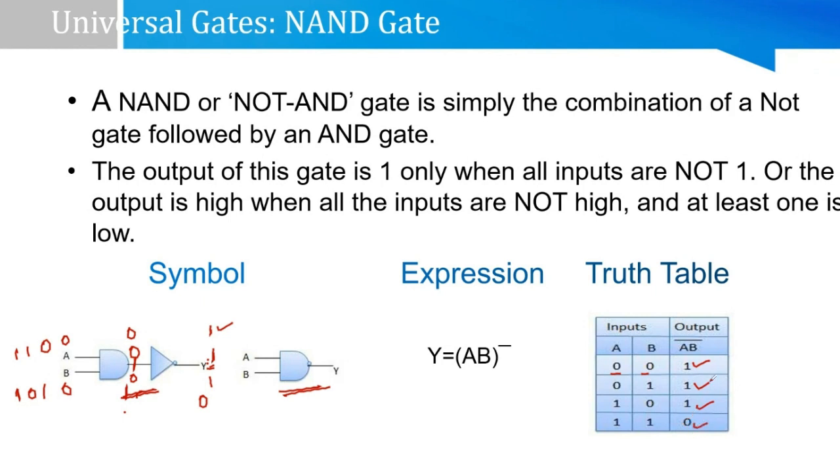So the NAND gate is exactly opposite to the AND gate, right? In the AND gate, the output will be high when both the inputs are at a high. In the NAND gate, when both the inputs are at a high, the output will be low. This is the AND gate expression, and this you can write as a NAND gate, because this will be the inverted of the AND gate. So you can write the expression like this.